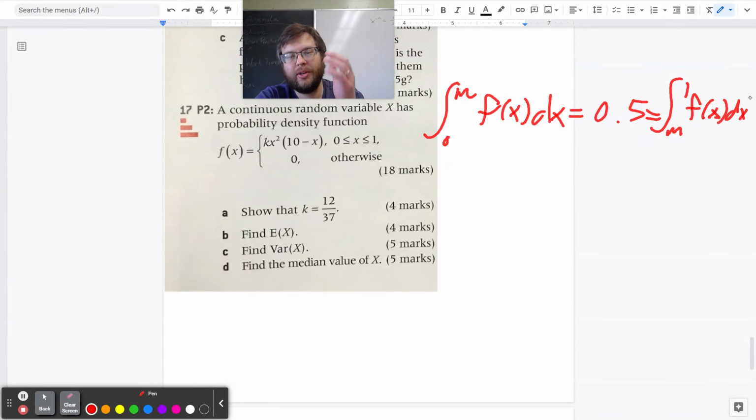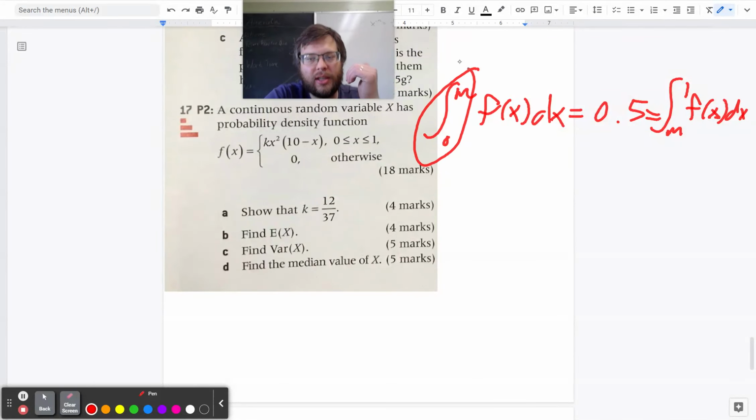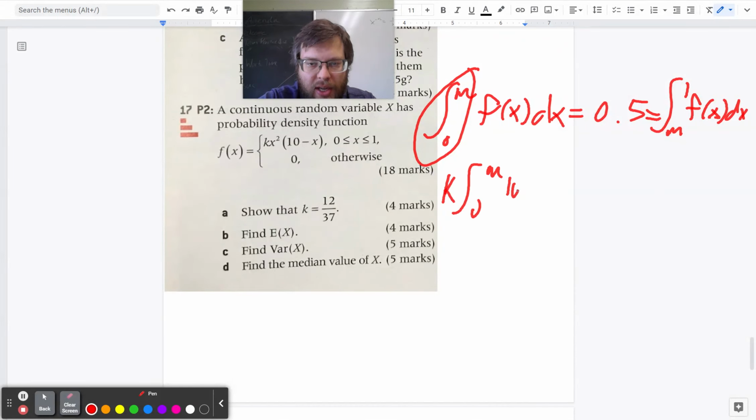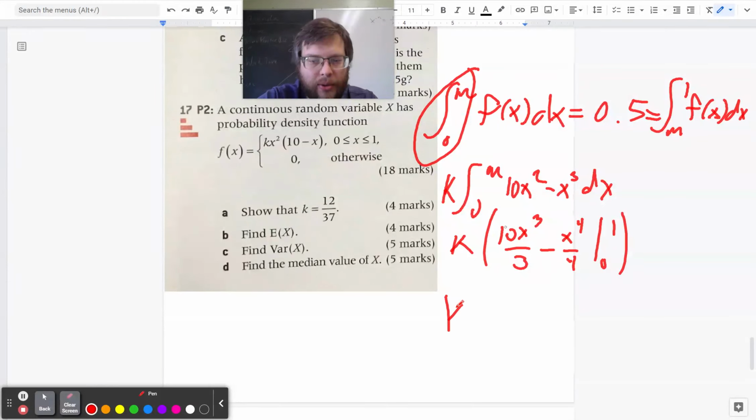So it sort of depends on which one is easier. I would suggest this one because plugging in 0 is usually pretty nice. So we'll use the left side. Okay, so we've already looked at this several times, so we know it's going to be k times the integral from 0 to m of 10x squared minus x cubed dx. So k times 10x cubed over 3 minus x to the fourth over 4 from 0 to m, excuse me.